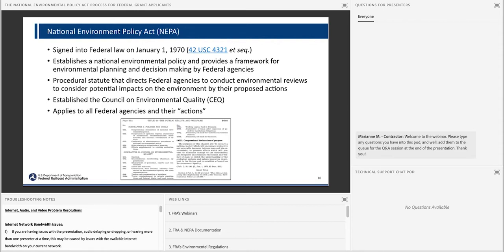NEPA itself also set up the Council on Environmental Quality, or CEQ, and we will mention CEQ a couple of times during our presentation today, in particular regarding regulations that have been established by CEQ. One important note is that NEPA applies to all federal agencies in their actions. It does involve others, such as state agencies, and many of you on the call today, when you are applying for a federal approval or an action that triggers NEPA for federal agencies.